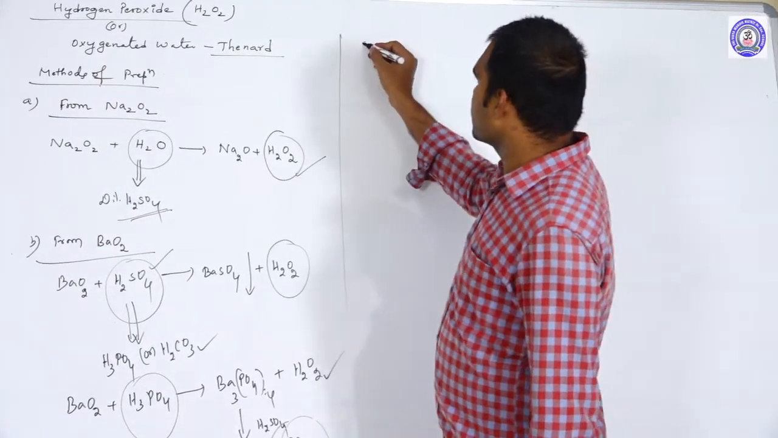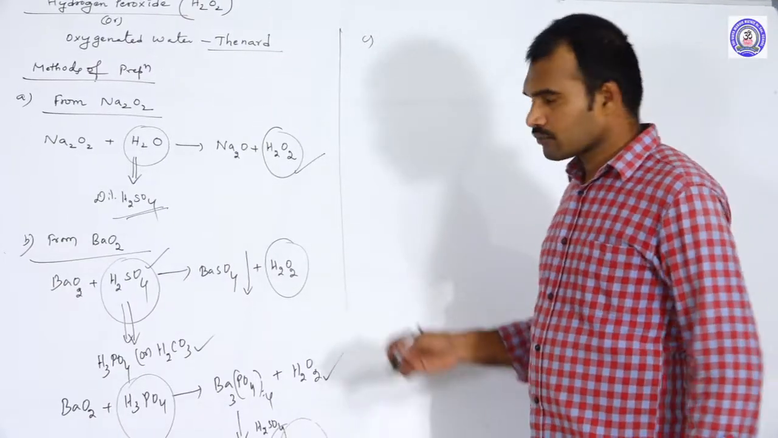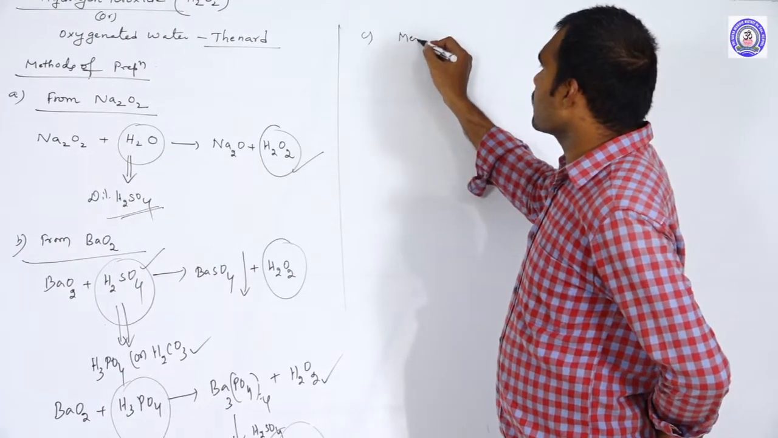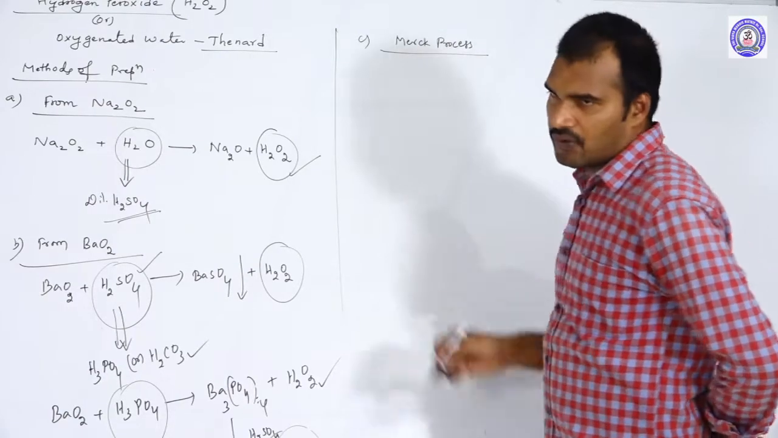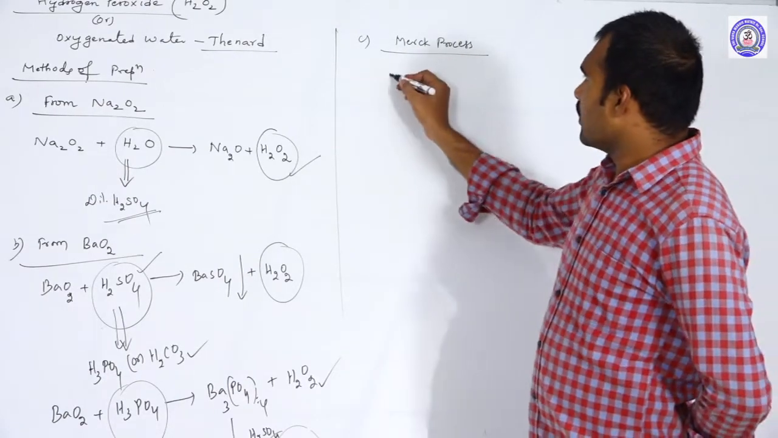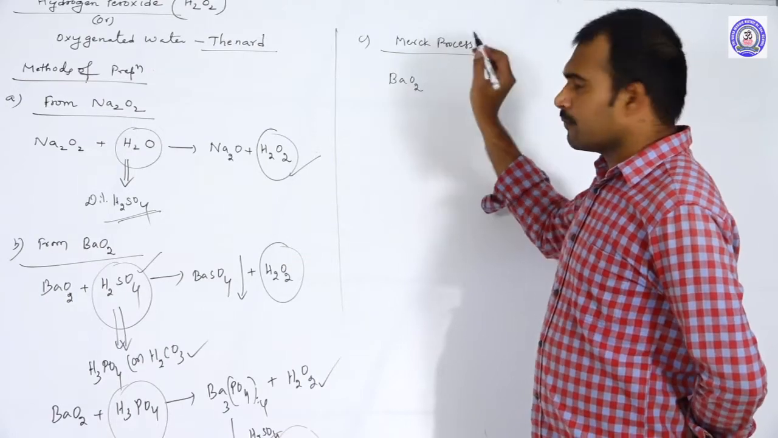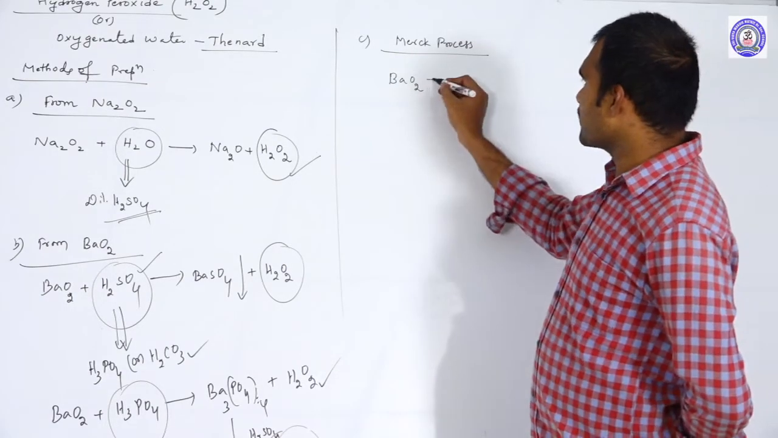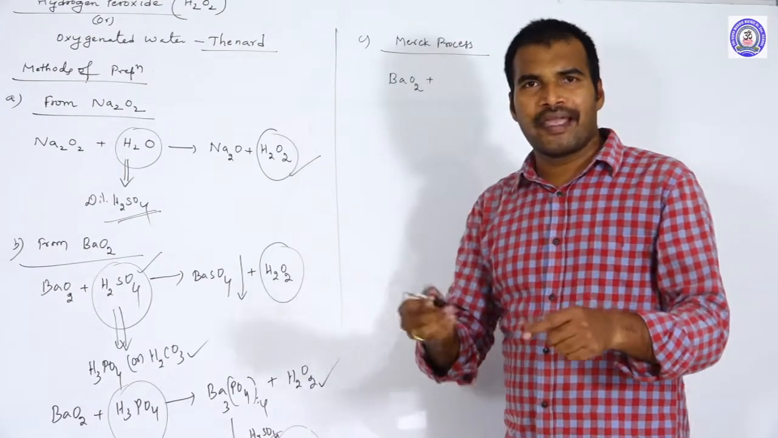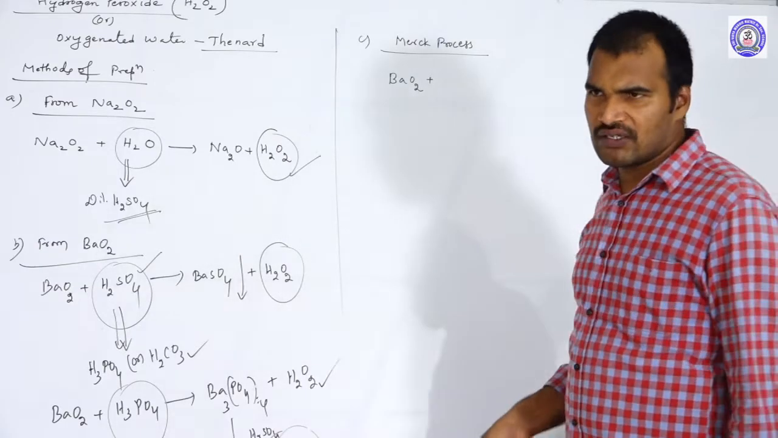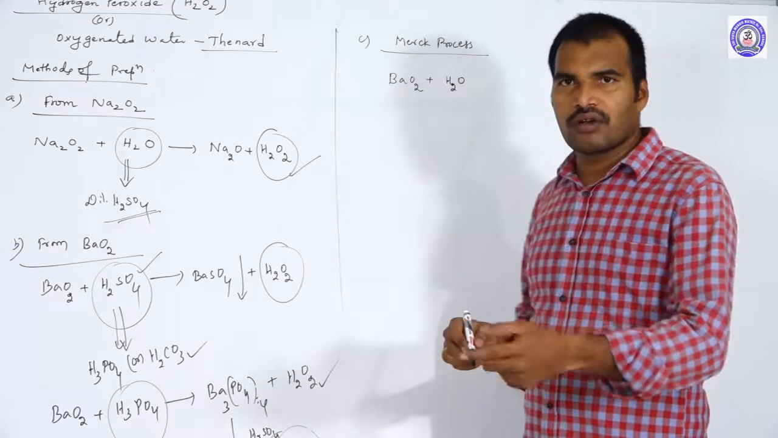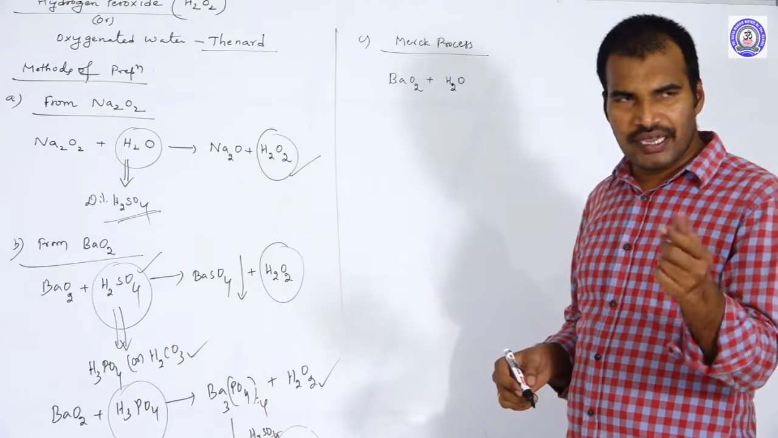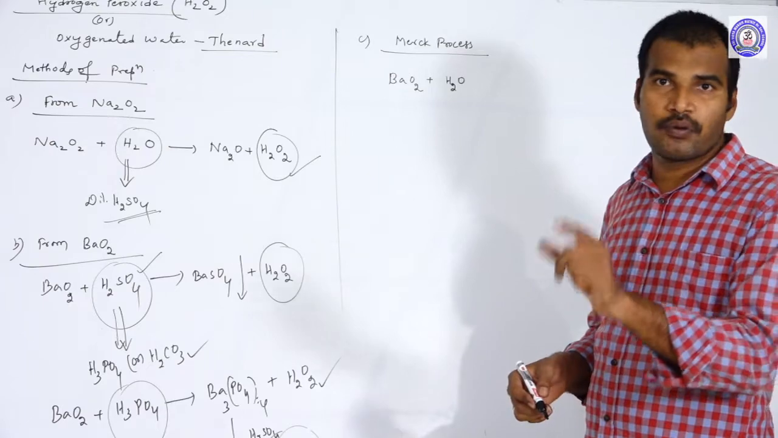This is the second process. The third one is the Merck process. What is this Merck process? Nothing much, it is simple. You take barium peroxide and prepare a pasty mass of it by adding a small amount of water.